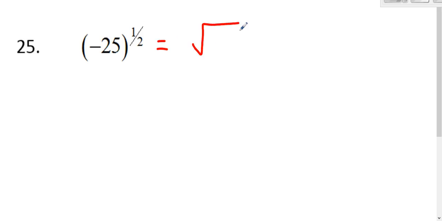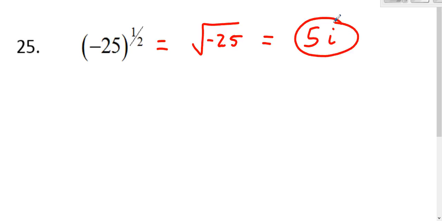Here we have a square root, it's 1/2 power, this time negative 25. This is not real. We can't do a square root of a negative. You might just remember that that's an i, an imaginary number. Square root of 25 is 5, so you could just say 5i.